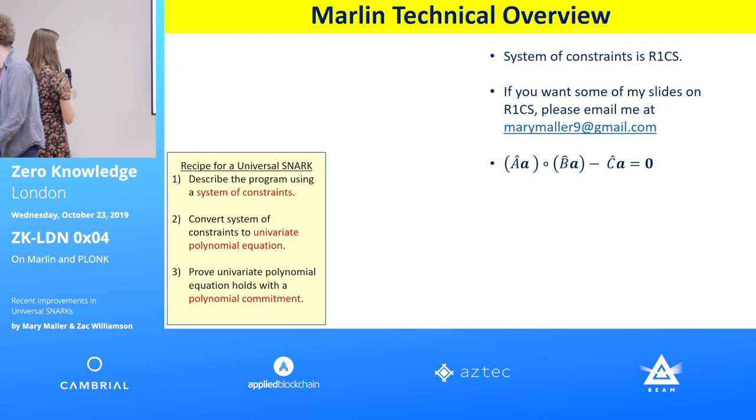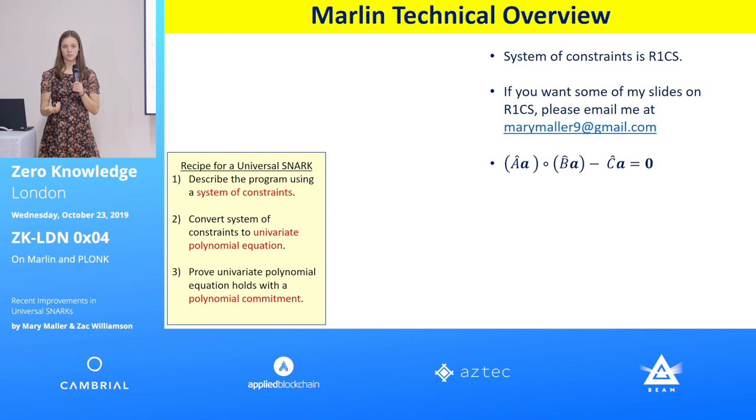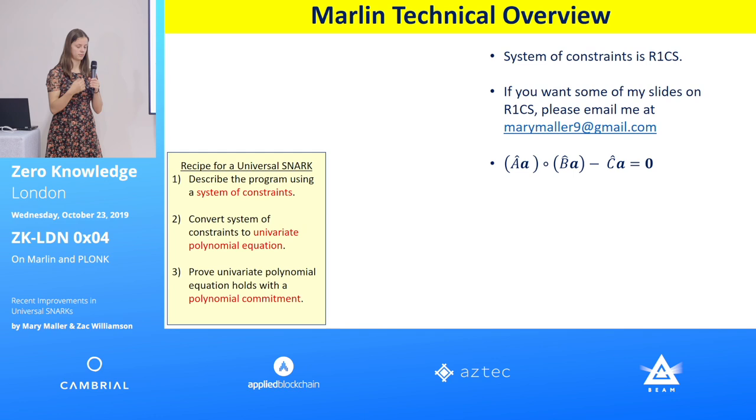Okay, so Marlin is working with R1CS constraints, and these are reasonably standardized. You'll find that most ZK interfaces are using R1CS at the moment. I'm not going to go through how it works at all today, but if you want to see some slides that I've written for a different presentation, then just give me an email and I'll send them over to you.